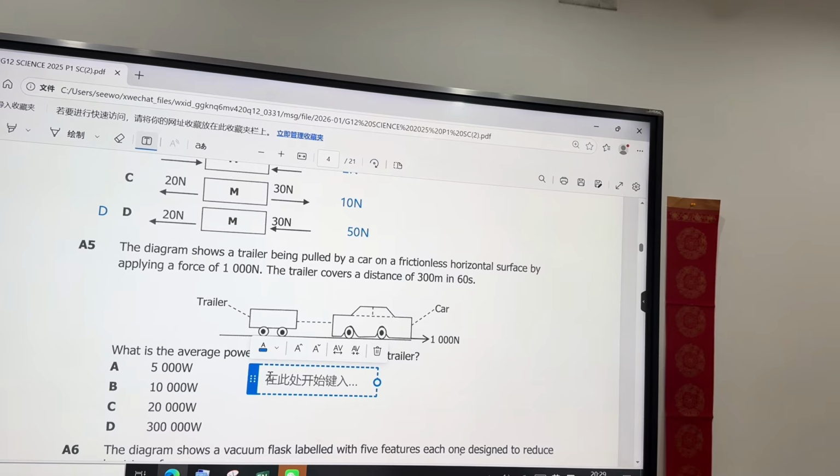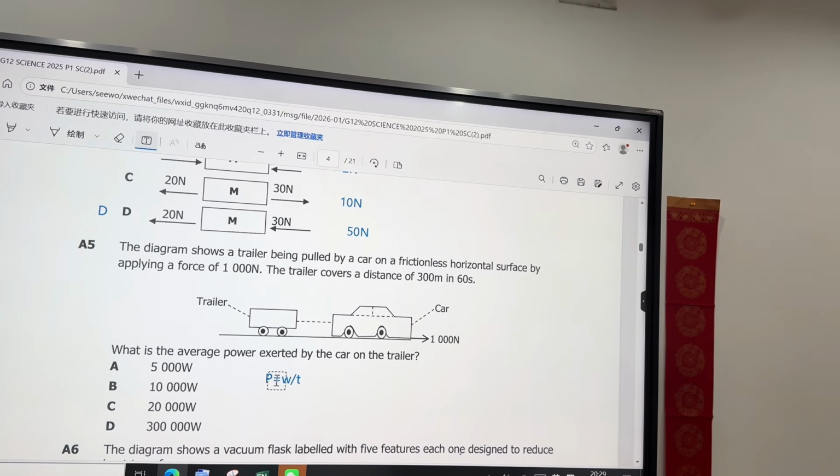Okay. So what I want you to know is that power is the rate at which work is done. So power is equal to the work done divided by the time taken. So power is simply the rate of doing work. So it's equal to the work that you do divided by the time you take to do the work. So to find the power here, we first of all need to find the work done by this force.